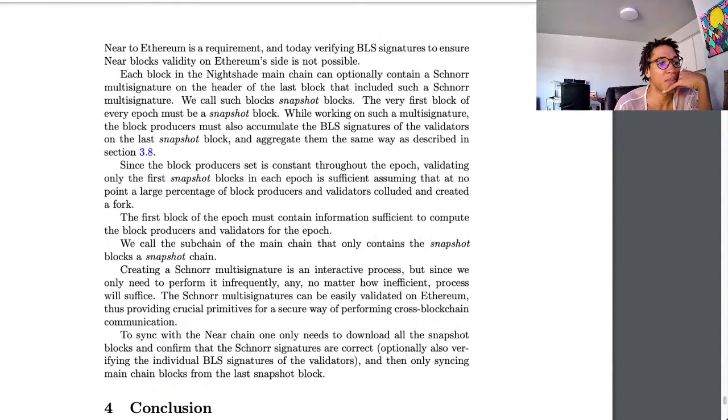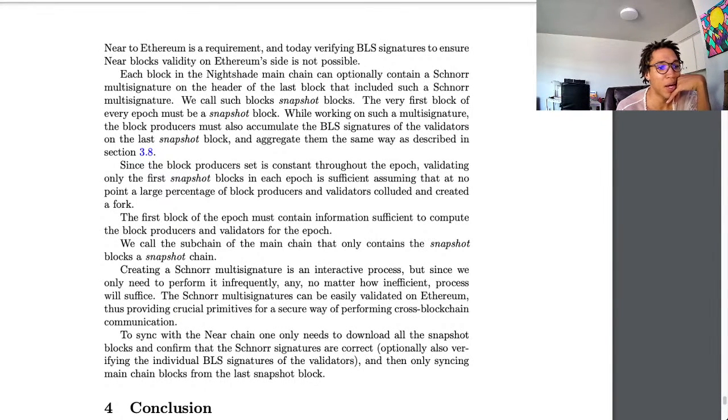Since the block producers set is constant throughout the epoch, validating only the first snapshot block of each epoch is sufficient, assuming that at no point a large percentage of block producers and validators colluded and created a fork. And so we're assuming, again, epochs here are a few days. So you have a few days of security between those epochs, I would assume, those snapshots.